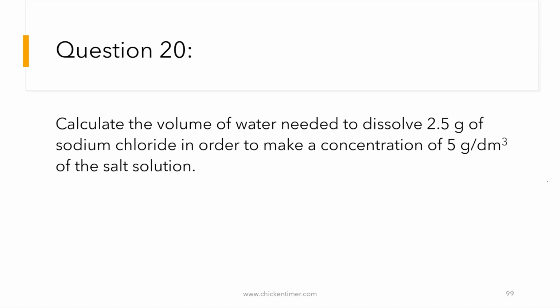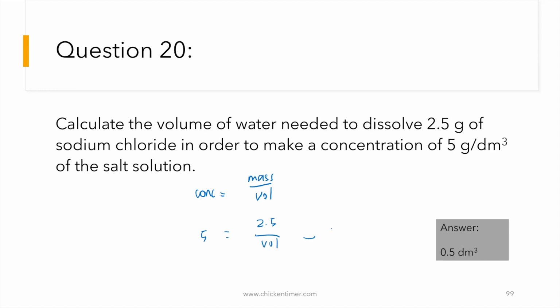Okay, so this one is calculate the volume of water needed to dissolve 2.5 grams of sodium chloride to make a concentration of 5. So you know concentration is equal to what? Mass over volume. So it's 5 equals 2.5 divided by volume. Volume equals 2.5 divided by 5. So this is how you use the formula.